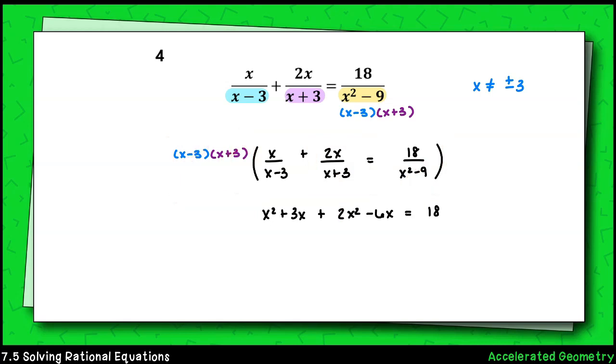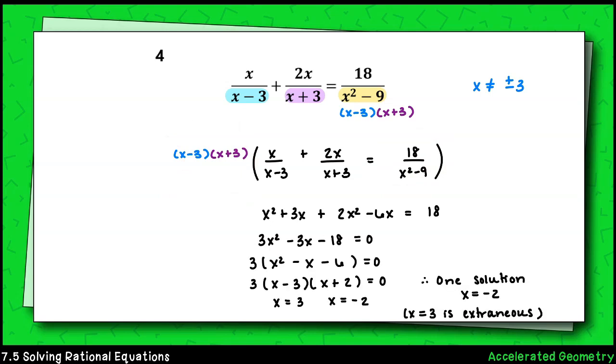We'll solve this quadratic by factoring. Note that there's a GCF of 3 across all three terms. We'll have x equals 3 and x equals 2. Let's compare that to our original equation where x cannot be equal to positive or negative 3. So we'll have just one solution here, x equals -2.